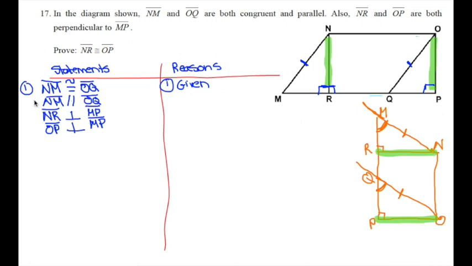I prepared already the statements for all the given information, so I know that NM over here is congruent to OQ, and I've marked it. I also know these two lines are parallel, and this is actually why I turned it around. And I marked my right angles over here in the picture and down here as well. I used the green line to show what I'm trying to prove. So that's not given. This is the direction we're headed in.